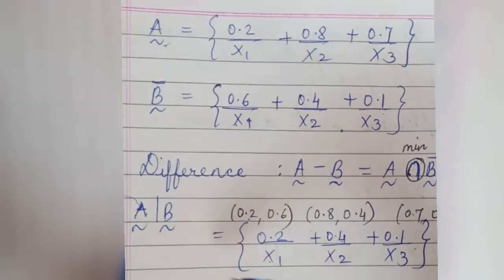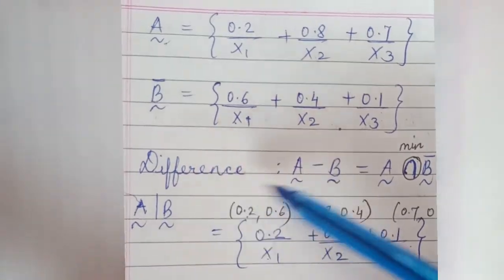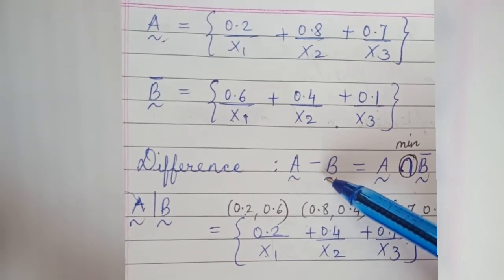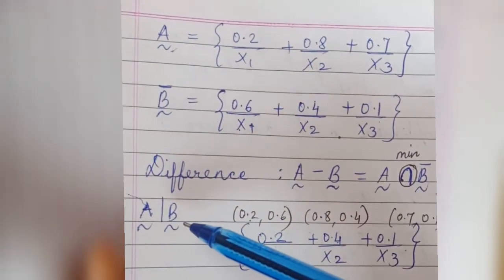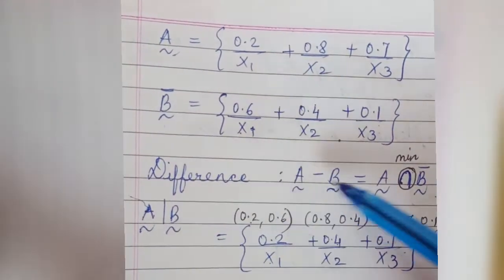So in fuzzy system, you can write difference in two forms. First is fuzzy set A difference fuzzy set B. You can also write it as fuzzy set A difference fuzzy set B. So these two mean one and the same, that is difference.